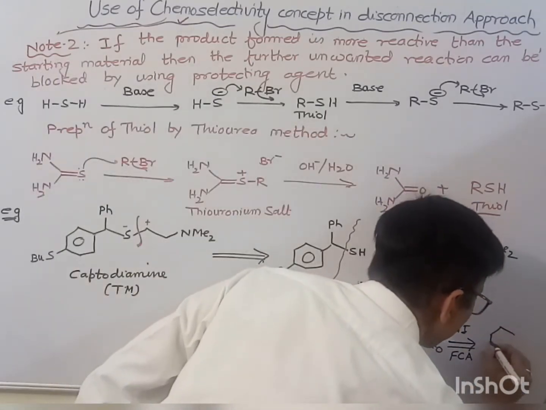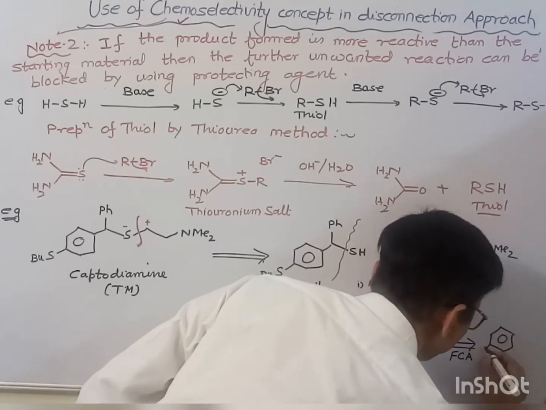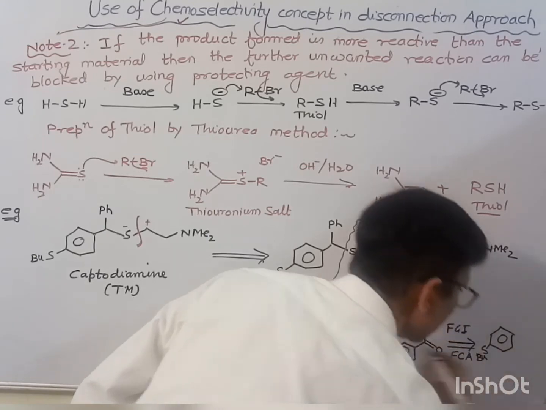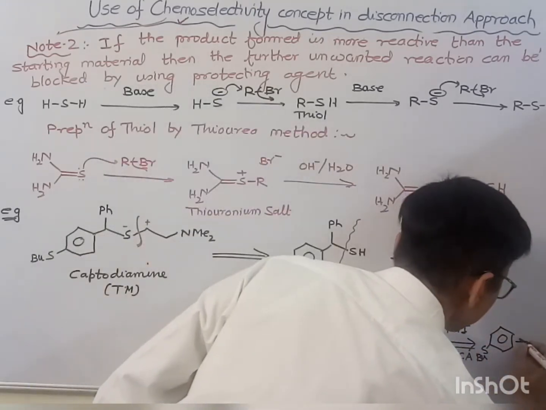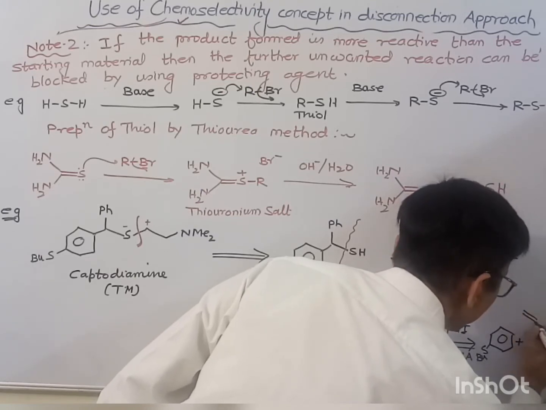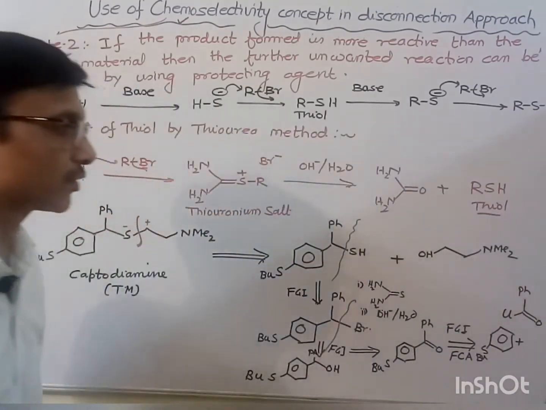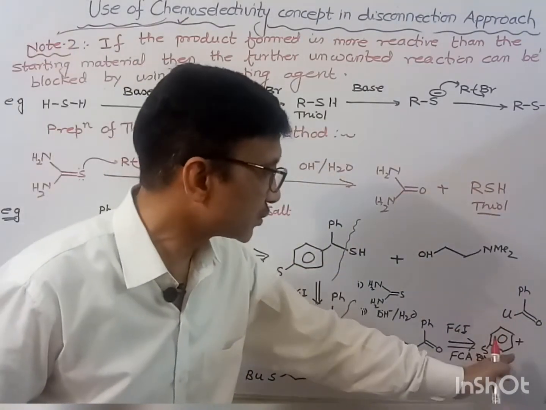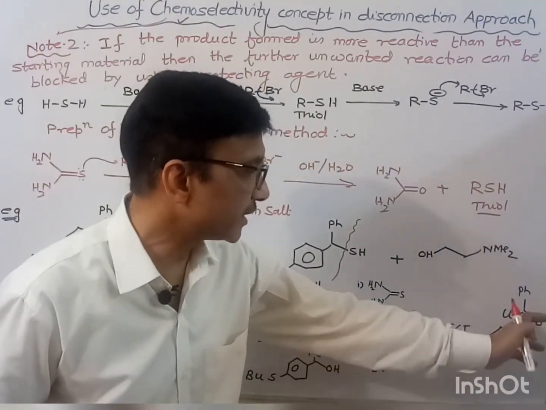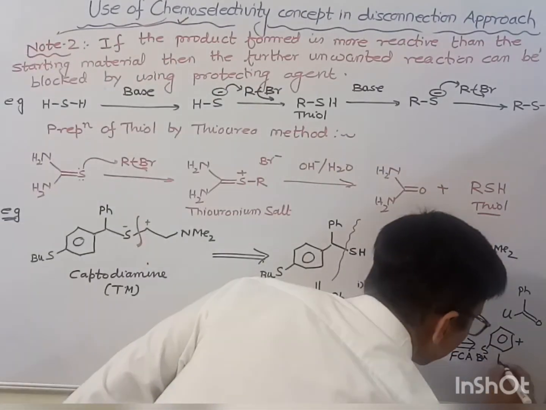We can get S butyl plus. Okay, so the Friedel-Crafts alkylation of this will be done, and this will be added at the para position, and we can do. And further, this may further be disconnected.